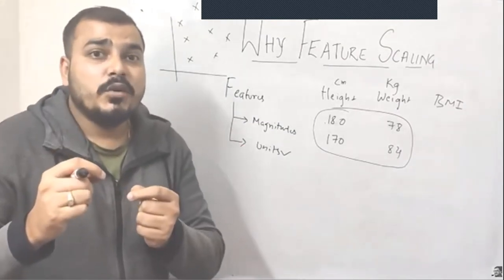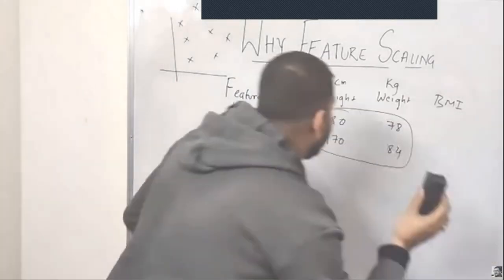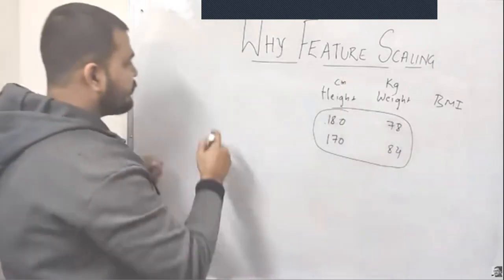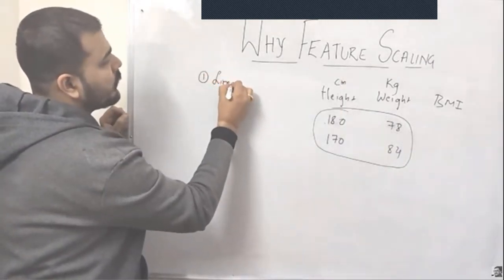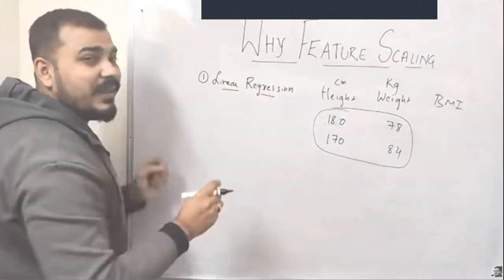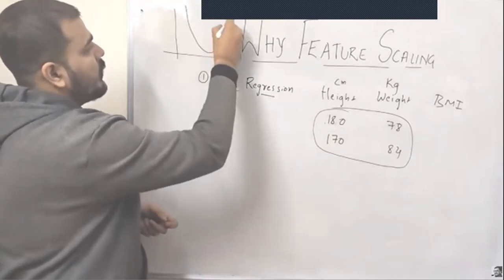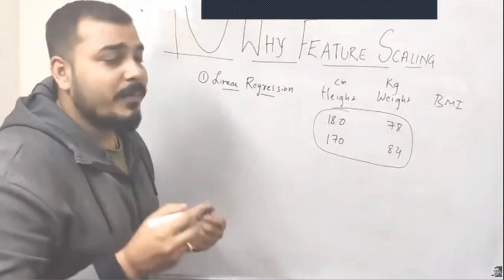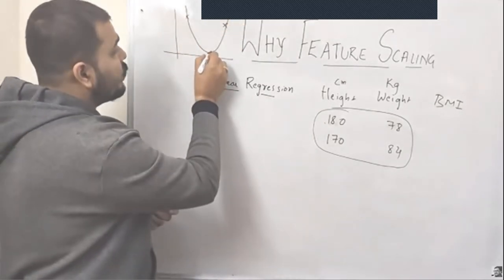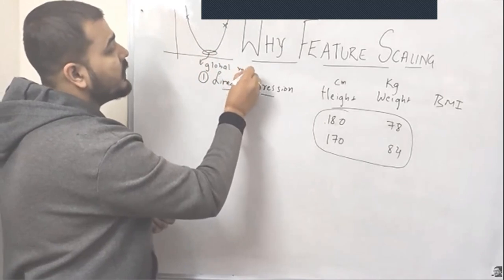Now, let me make you sure why we require scaling and which algorithms will require scaling, where it is always necessary that you perform scaling. The first algorithm I would like to consider is linear regression. Remember, in linear regression the coefficients are found with the help of gradient descent, and the values of the coefficients should converge at the global minima.